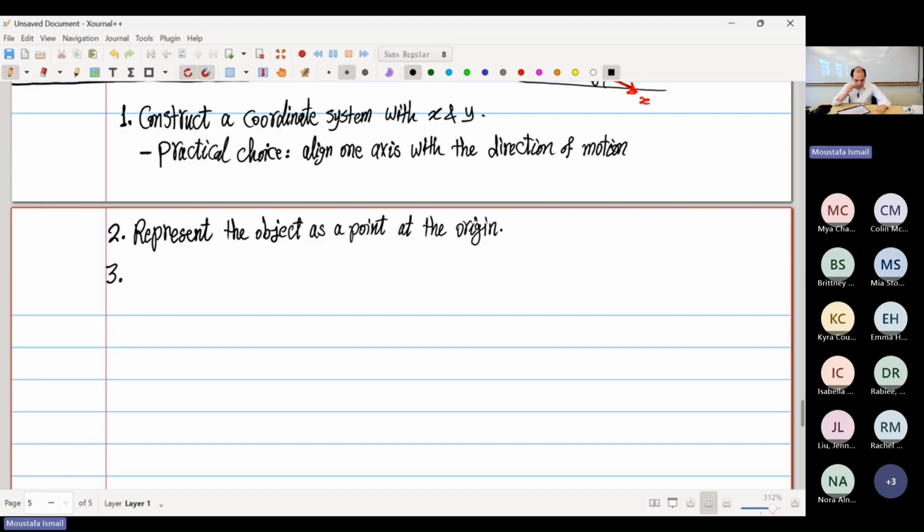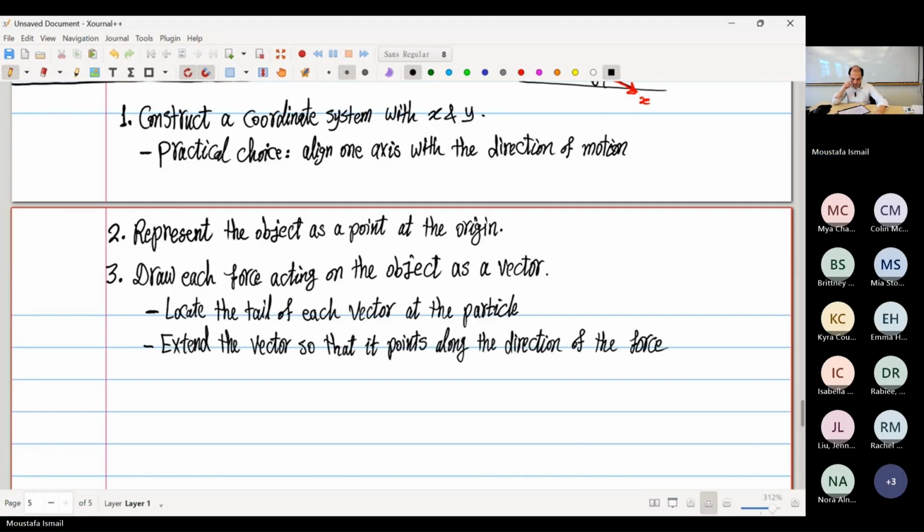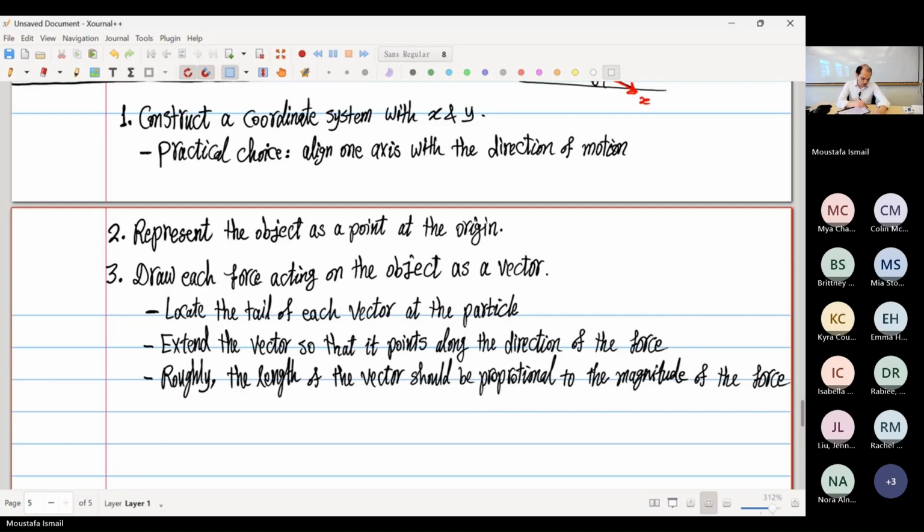Third and most important step, draw each force acting on the object as a vector. This vector is located at the particle, so the tail of the vector is at the particle, and then extend the vector so that it points along the direction of the force. Finally, the length should be roughly proportional to the magnitude of the corresponding force.